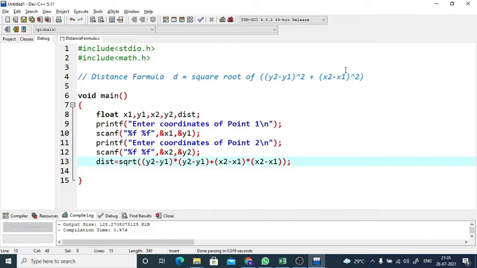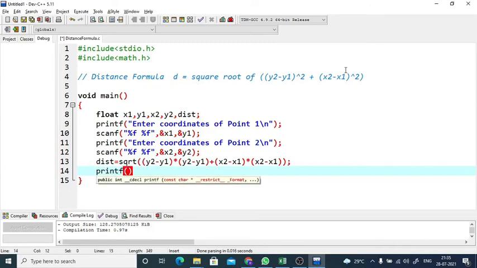Let us check. You can see y2 minus y1 into y2 minus y1, which makes it y2 minus y1 the whole square, plus x2 minus x1, again the whole square, and you can see the outer bracket for sqrt. So I've got the answer in this variable, let's say dist. So I'm going to print that as the distance. So distance equal to percent point 2 f, slash n, and I'll be printing dist. That's how I'm going to find the distance between 2 points.